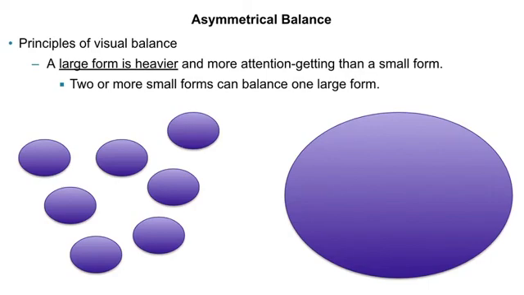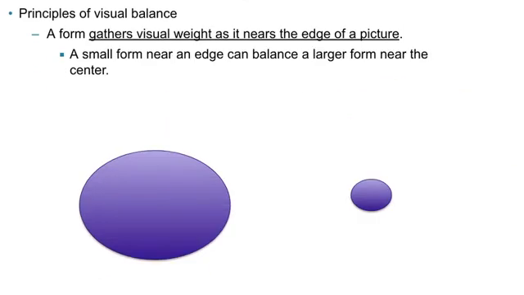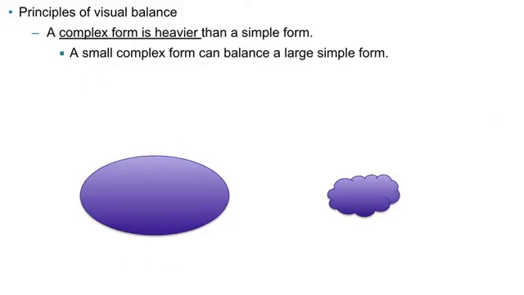But you can balance it out by putting a few different or multiple small forms on the other side of the composition. A form gathers visual weight as it nears the edge of a picture, so a small form that is near the edge can balance a larger form near the center. A complex form is heavier than a simple form. Our eyes are more likely drawn to a more complex form, a more detailed form. So a small complex form can balance a larger simple form.